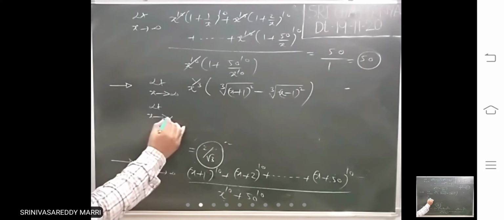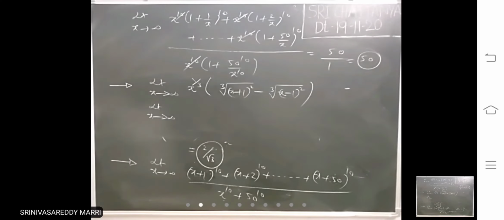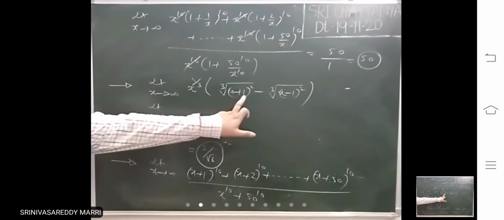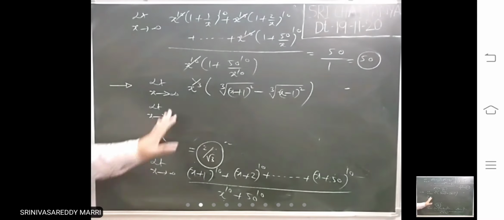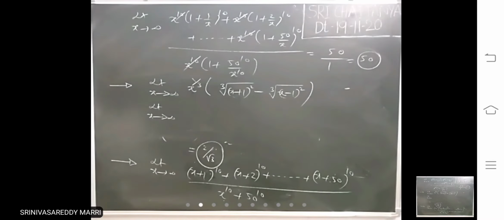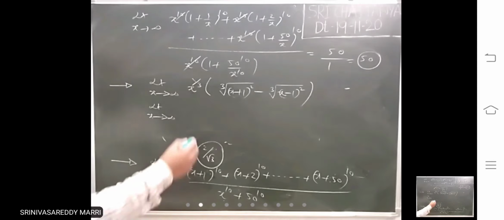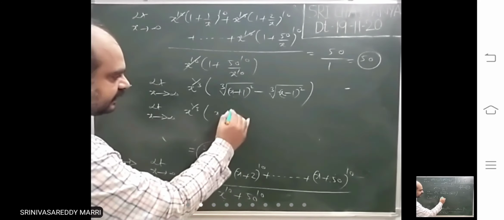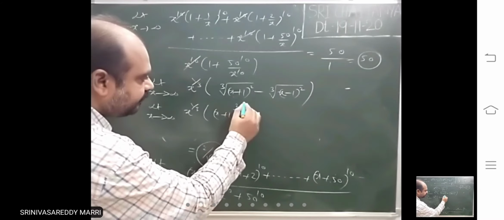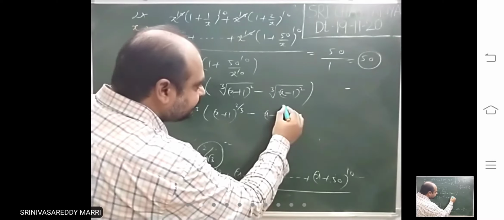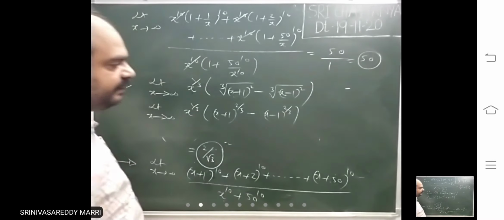Limit x tends to infinity. If we substitute infinity, this will become infinity minus infinity. That is an indeterminate form. Don't write infinity minus infinity as 0. It is an indeterminate form, so what you have to do is rationalize. Look at what is there: (x plus 1) to the power 2 by 3 and (x minus 1) to the power 2 by 3.